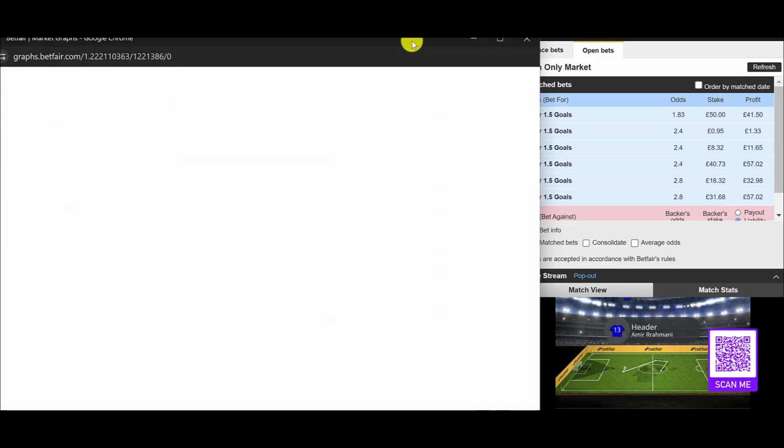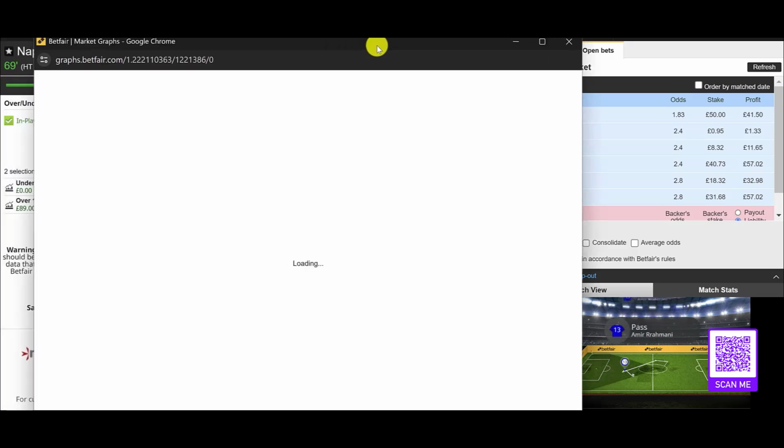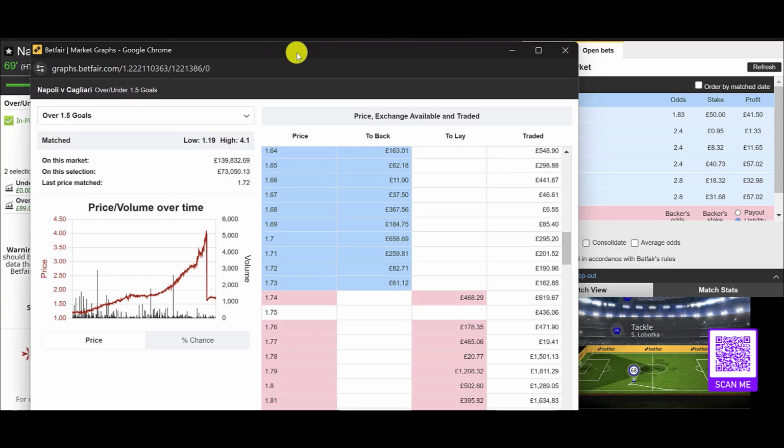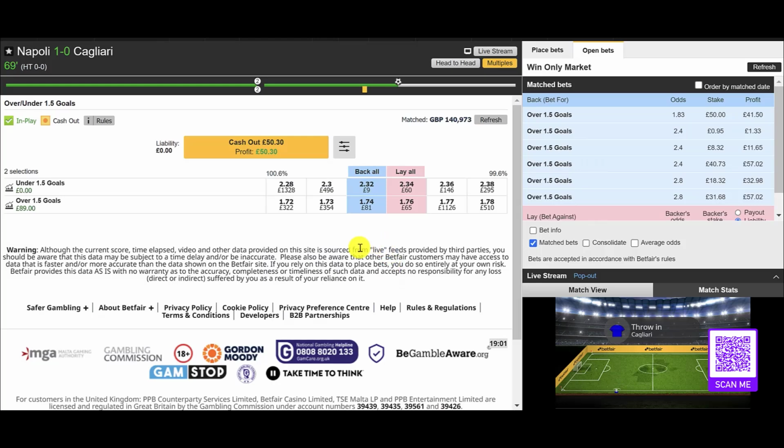Let me bring up the chart and just let you see how high the price went as well, because obviously that's quite interesting. So it went as high as 4, and our highest bet match was 2.8. Really, we should have got more on in between, but anyway, here we are. So anyway, that's pretty much it. You saw how we spotted the opportunity, and we got involved in the second half. Okay, so Napoli 1, Cagliari 0, trading on the over and under 1.5 goals market, and a successful trade.